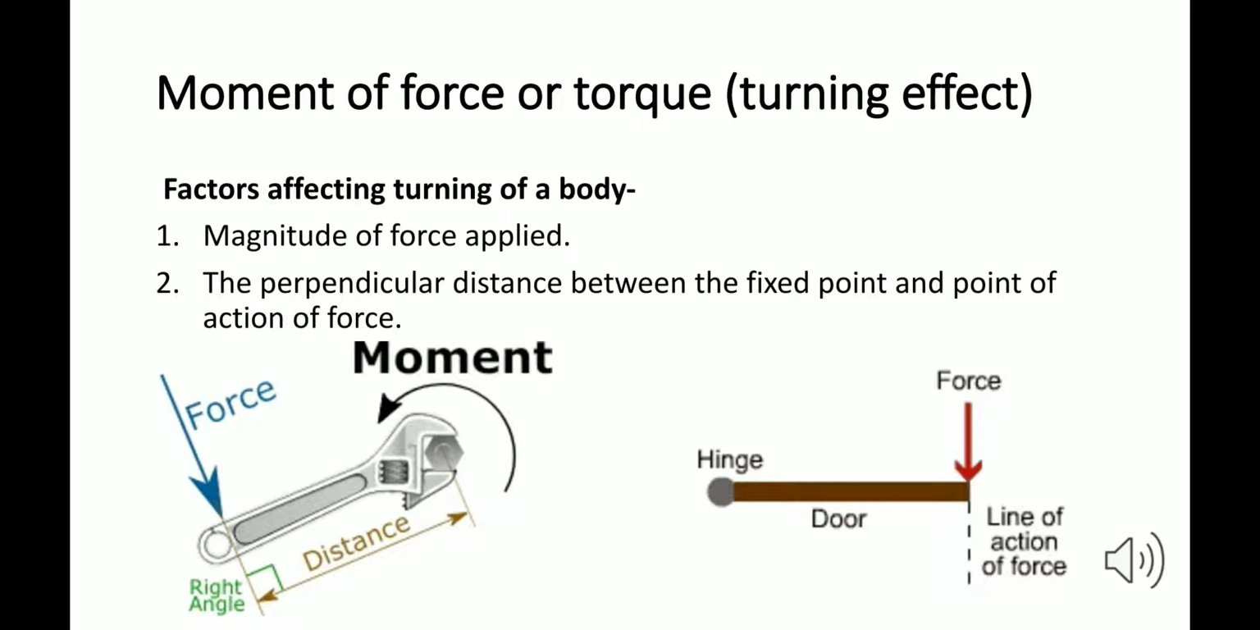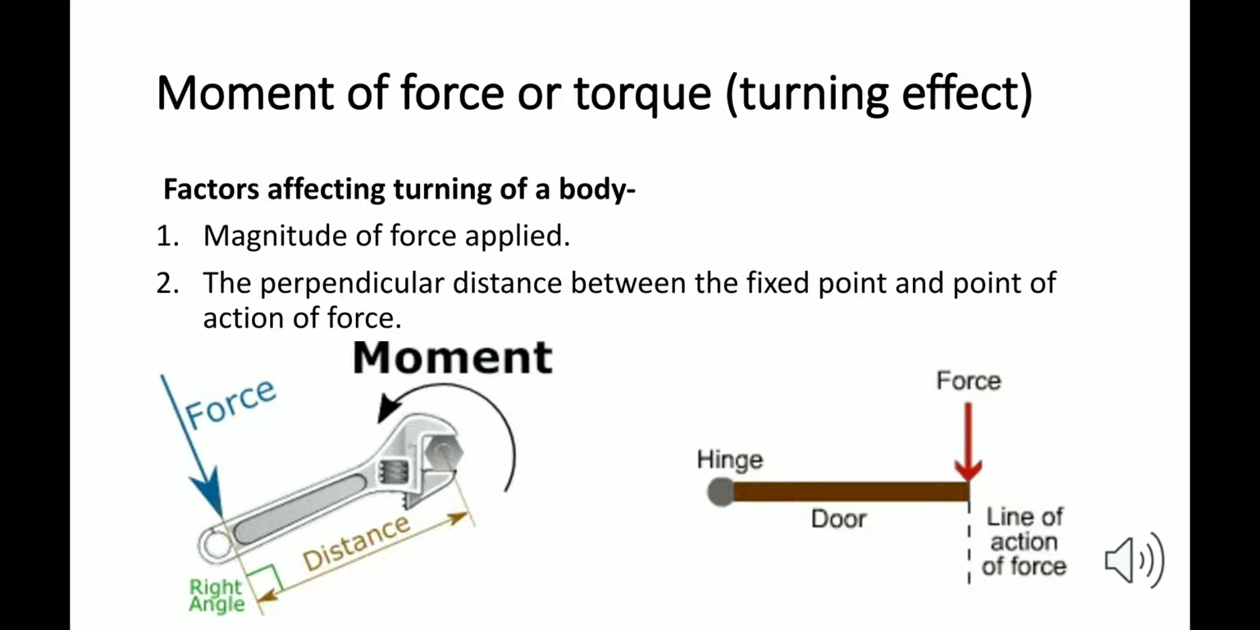In these examples below, we see that there is a wrench and force has been applied from the place. You can see the blue arrow and the distance when it is opening the nut, the distance from the line of action of force till the fixed point. You can see that is the perpendicular distance, and force into this perpendicular distance will give you the moment of force of this object.